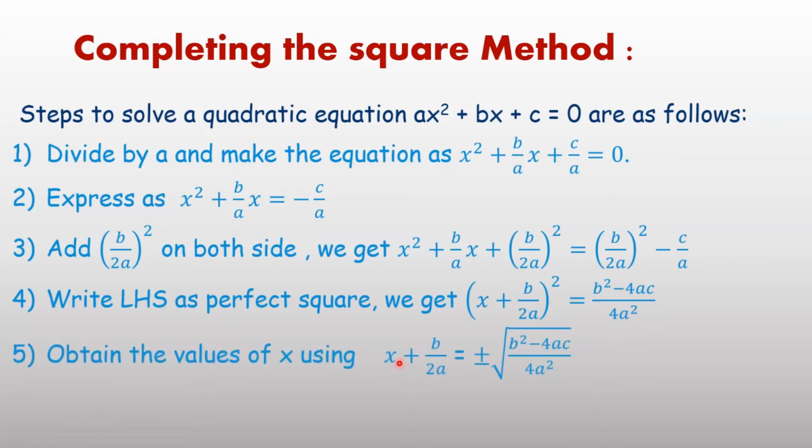The next step, taking square root both sides, x plus b upon 2a equal to plus minus under root b square minus 4ac upon under root 4a square. And after that, the value of x equals minus b upon 2a plus minus under root b square minus 4ac upon 4a square. And then by putting the values of a, b, c we will get the result.